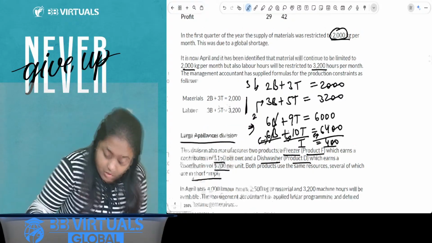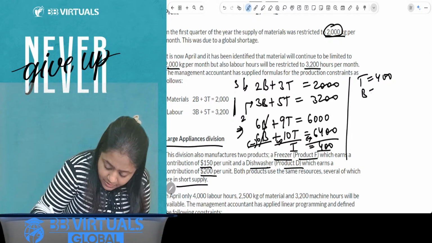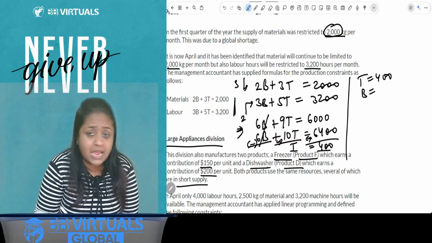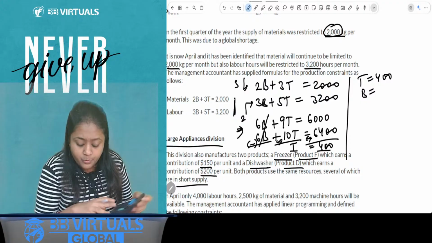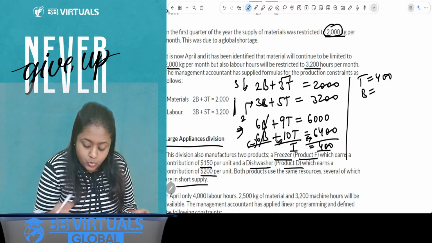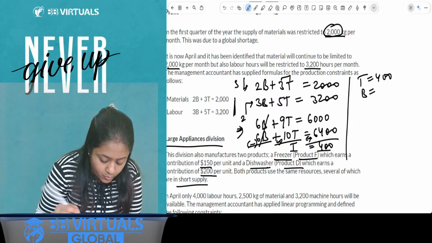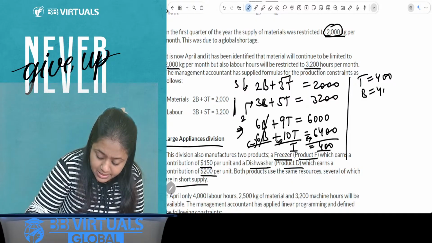Right, so now t is equal to 400, and b will be equal to, when you put it in any of the equations, let's see in the first equation, t is 400, so this will become 1200. 2000 minus 1200 is 800. 800 divided by 2 is 400. So B is also 400.